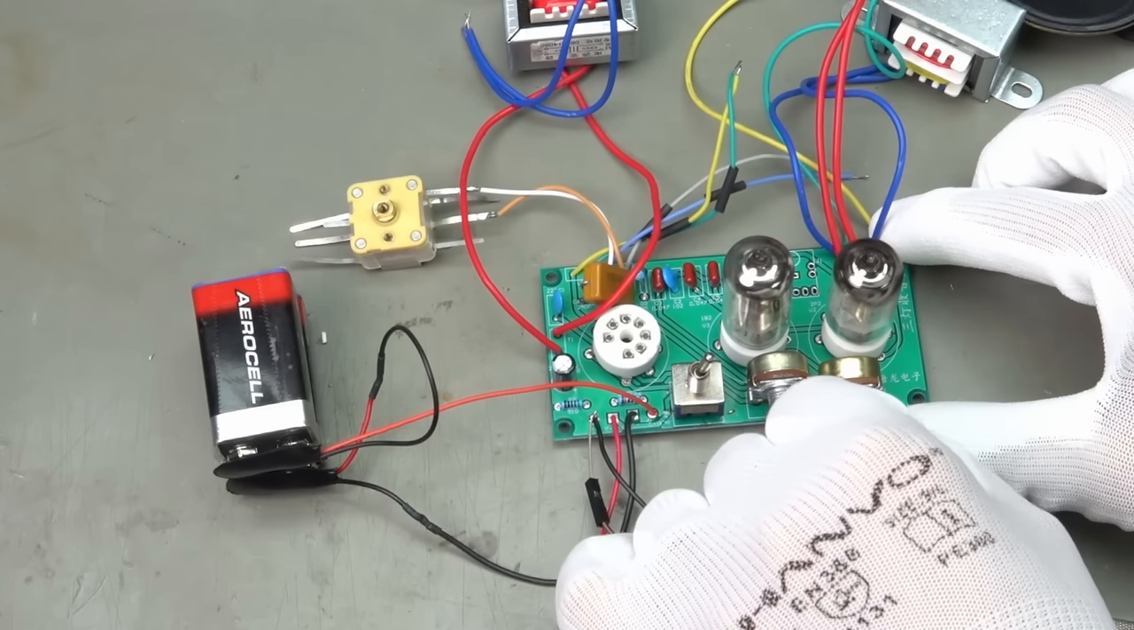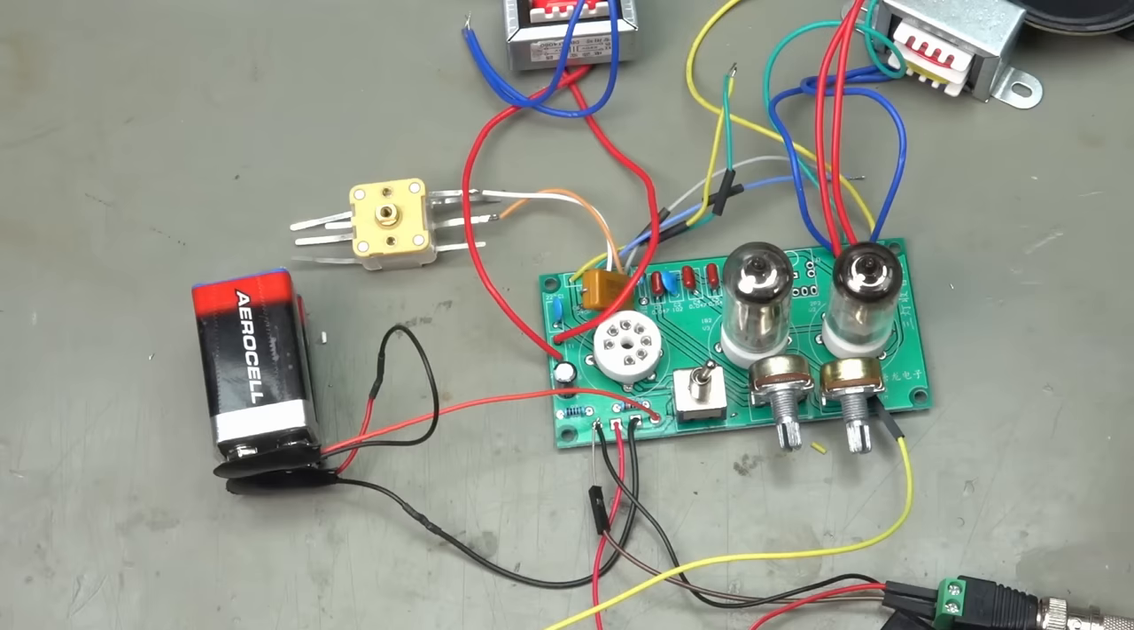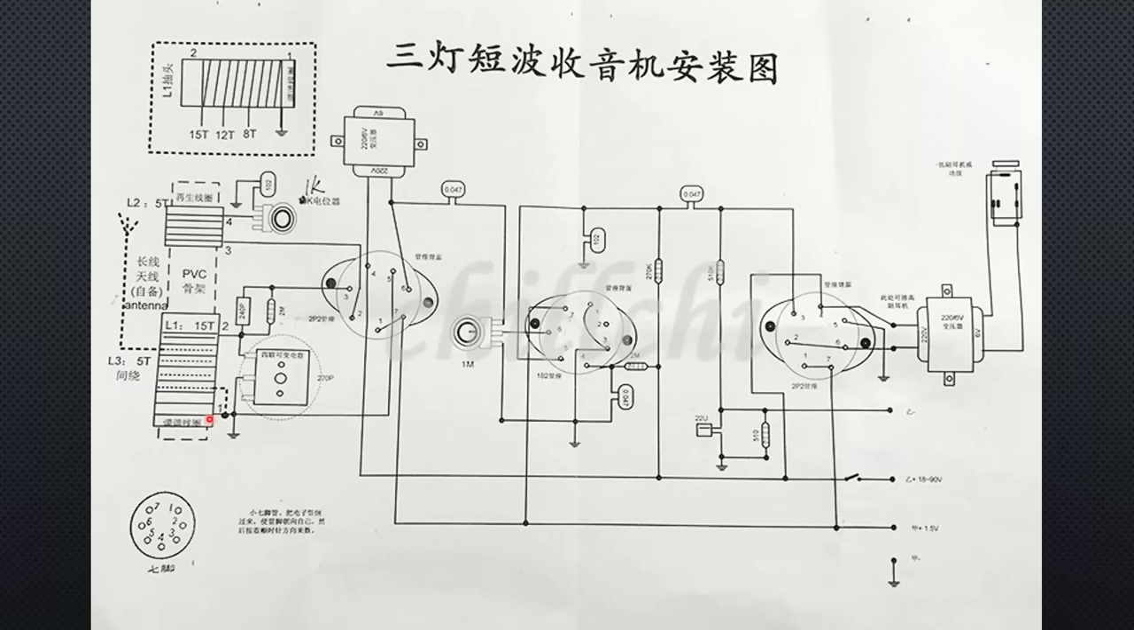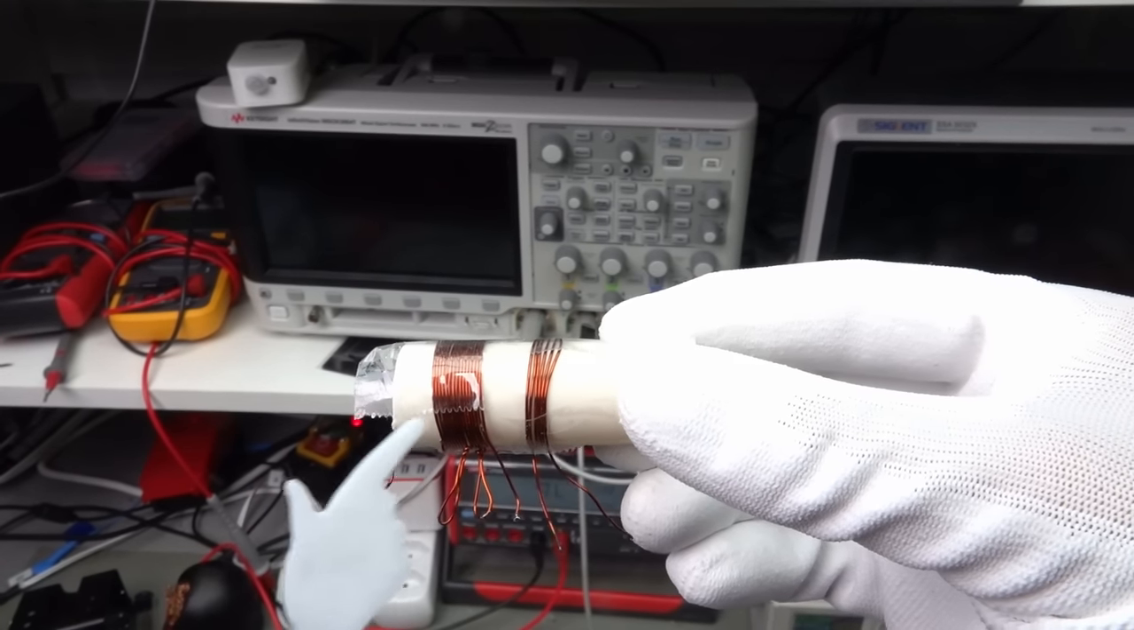And we hear the sound too. And the volume control also works. Now we have the most critical part in front of us. The two coils. I build them according to the instruction.